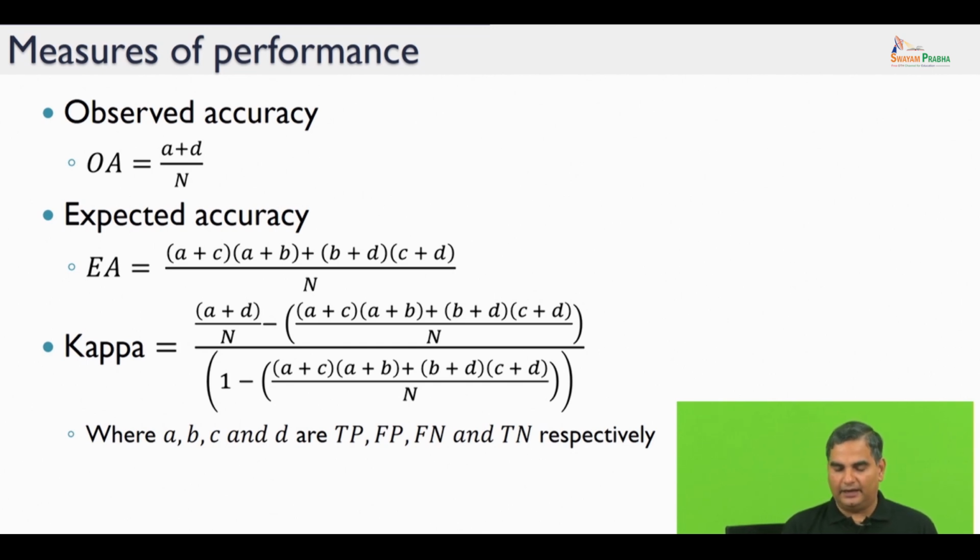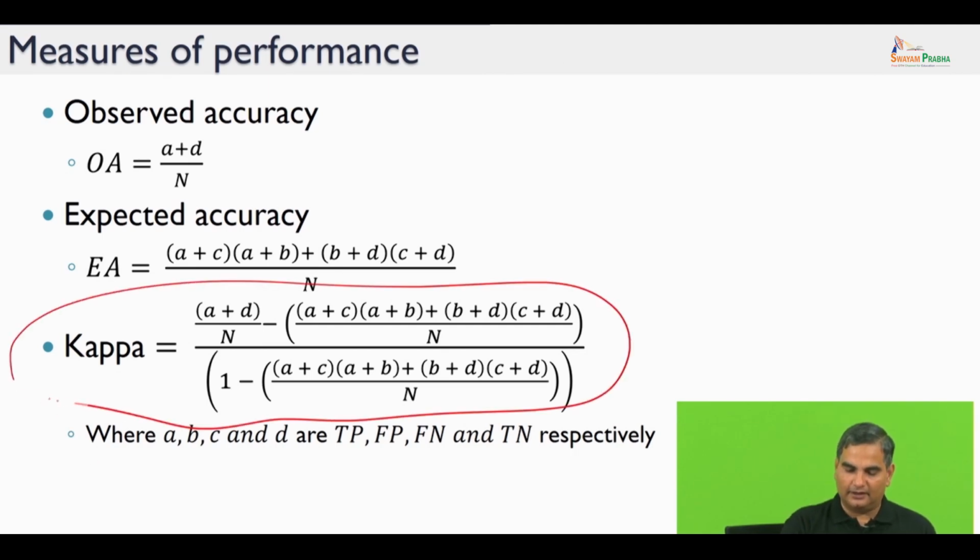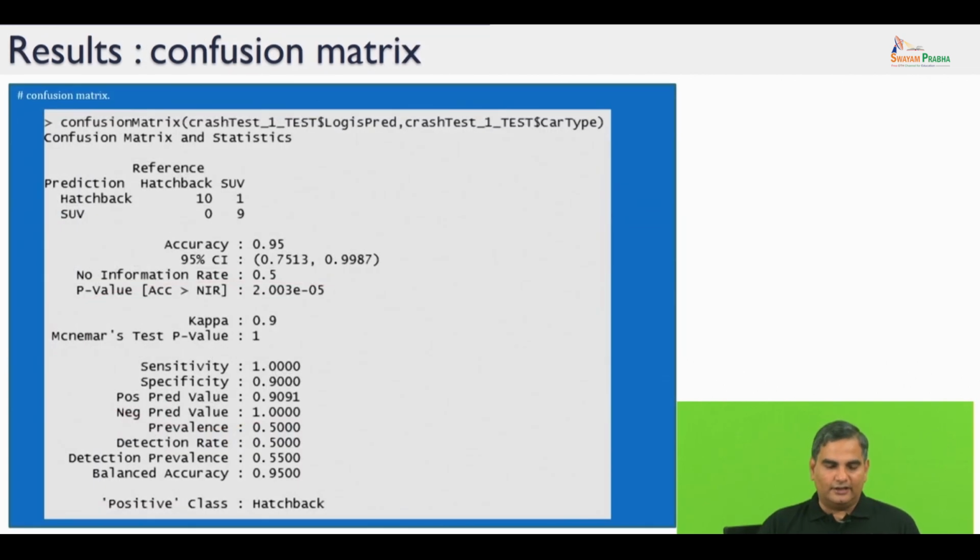So, if I have A, B, C, D defined as true positive, false positive, false negative, true negative, then the calculation for kappa is this. You do not have to do this calculation, this comes out of the code, but just so that you know what these numbers are. So, let us go back to the same example that we had and look at these numbers for this example.